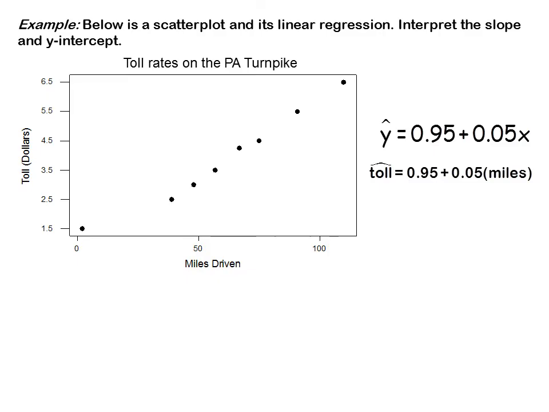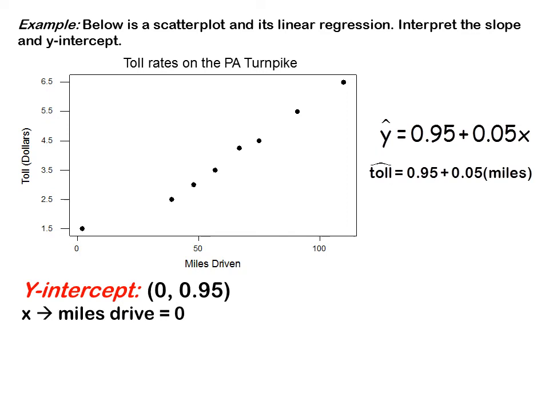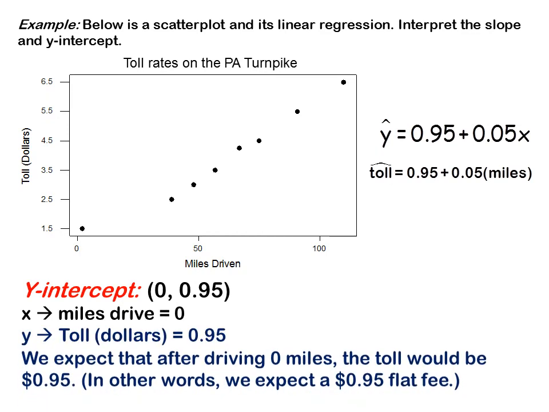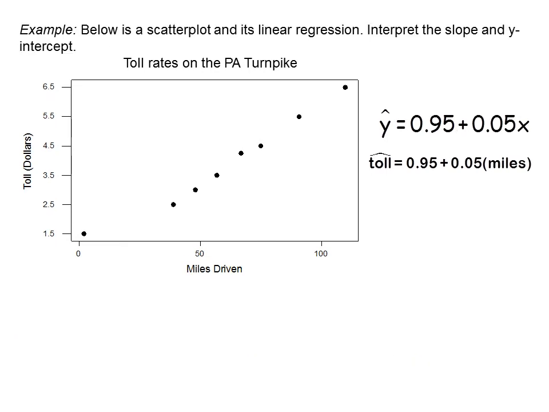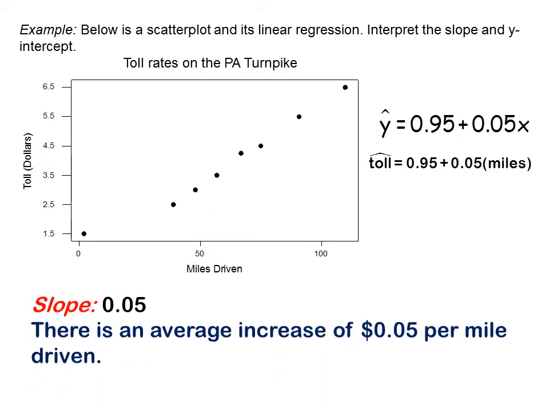Below is the scatter plot and its linear regression. Interpret the slope and y-intercept. The y-intercept is (0, 0.95). X is 0, which is the miles driven. Y is the toll in dollars, which is 0.95. So our interpretation is we expect that after driving 0 miles, the toll would be 95 cents. In other words, we expect a 95-cent flat fee. The slope is 0.05. So there's an average increase, because it's positive, of 5 cents per mile driven.